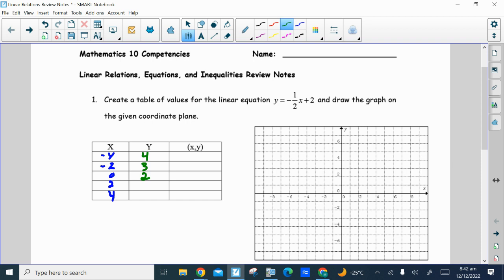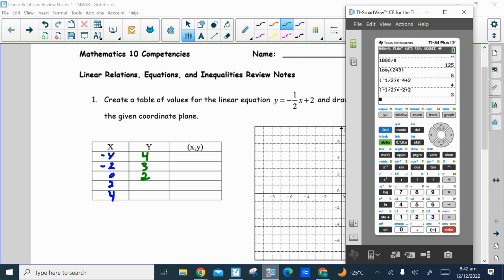As x increases by 2, I started with negative 4, and negative 2 is 2 more than negative 4. Then I went to 0, which is 2 more than negative 2. I had x increasing at a constant rate. Look what's happening to y. It appears that it's decreasing at a constant rate of 1. It's going down by 1. Let's see if that pattern continues.